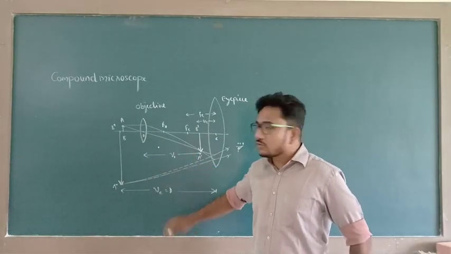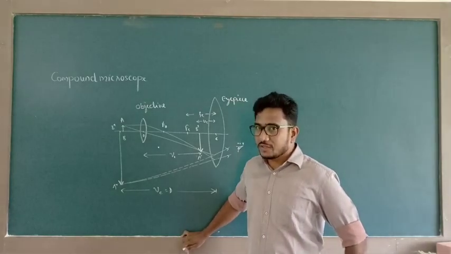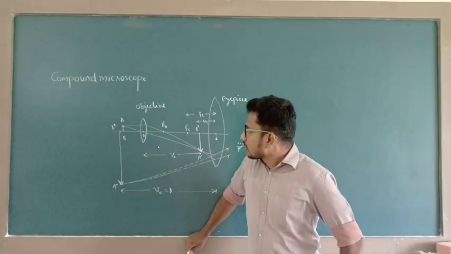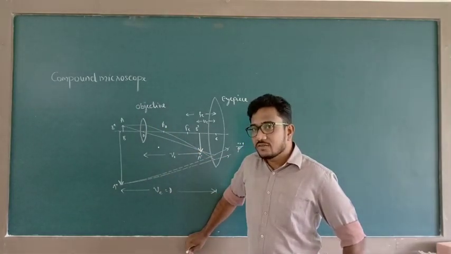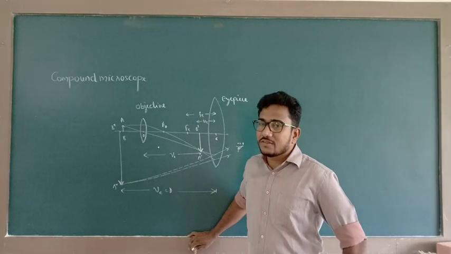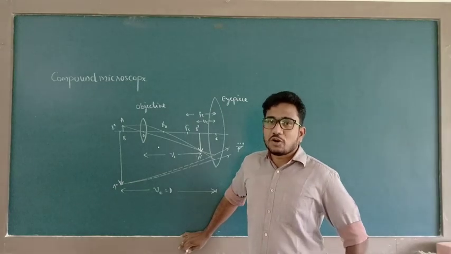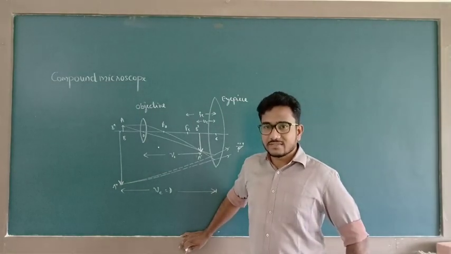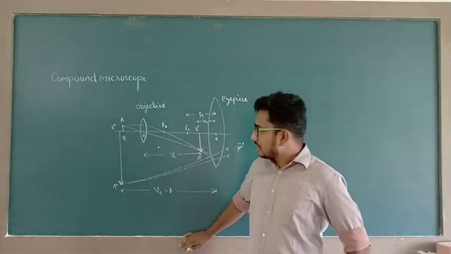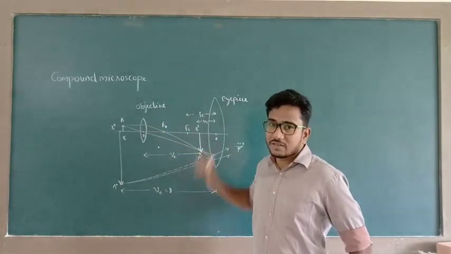So here we are going to use these two lenses. In a compound microscope, the focal length and aperture of the objective lens is less than the focal length and aperture of the eyepiece. That means the objective has a smaller focal length and aperture than the eyepiece. Or simply you can guess, this lens is smaller in size, this one is bigger in size.